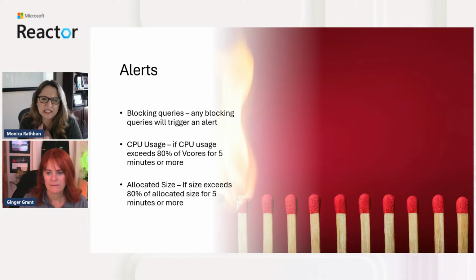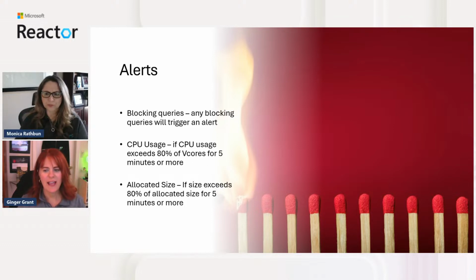Talk to me about the allocated size. What exactly are they giving me here? Yeah, so allocated size is basically how big you think the database should be. So if usage is greater than 80% of allocated size, you're going to need to change that knob so that you can allocate more resources to it.